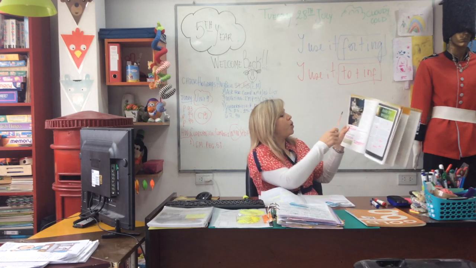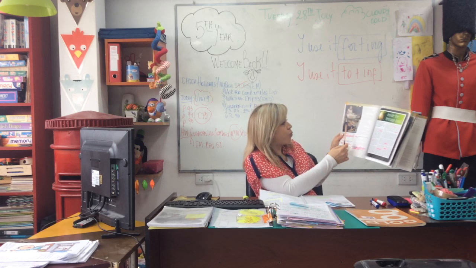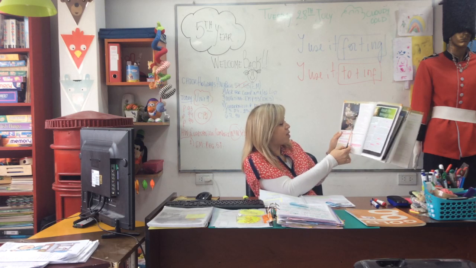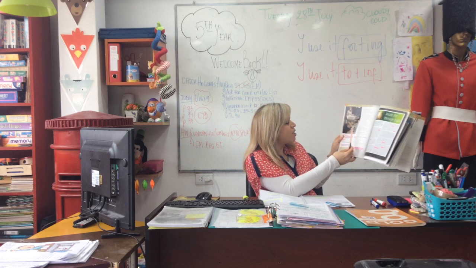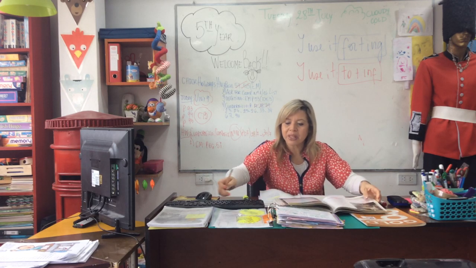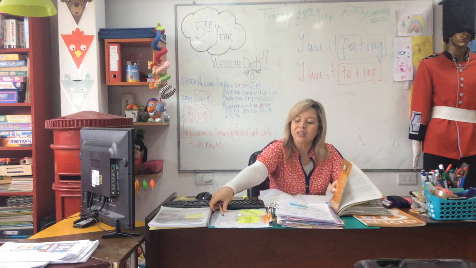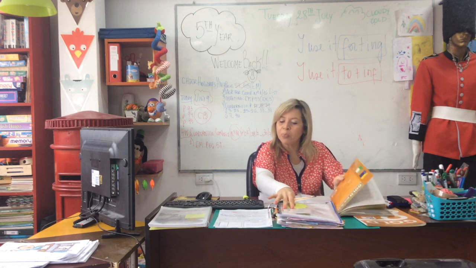Okay, so you will go to page 94 and you will look at the photos. You will describe the picture at the top and the picture at the bottom. Are you good at doing several things at the same time? Yes. Are you good at doing many things at the same time? Are you a multitasking person?